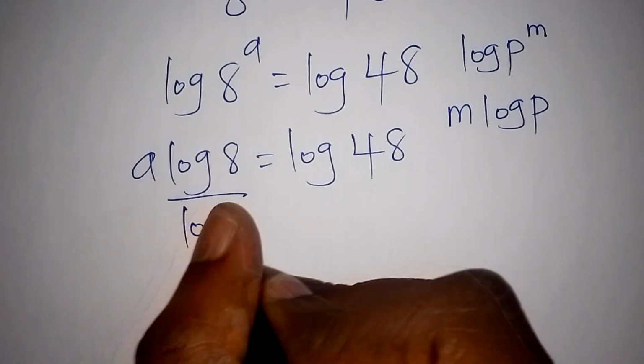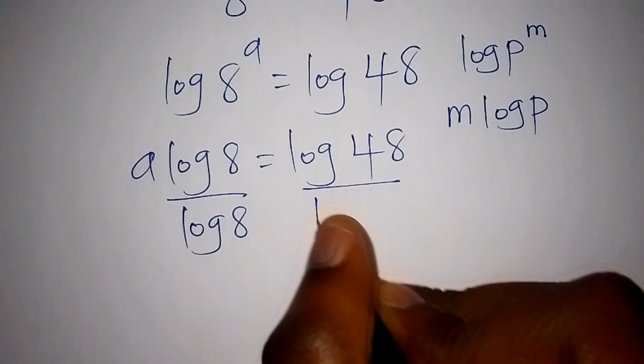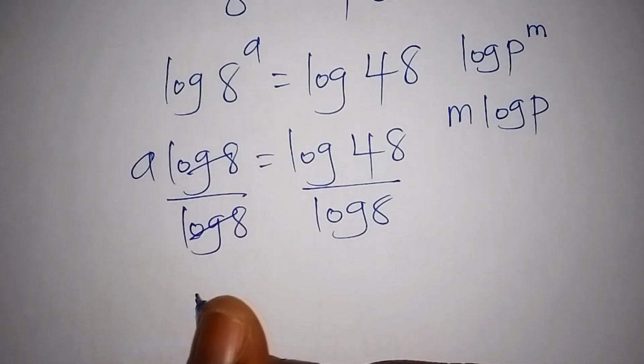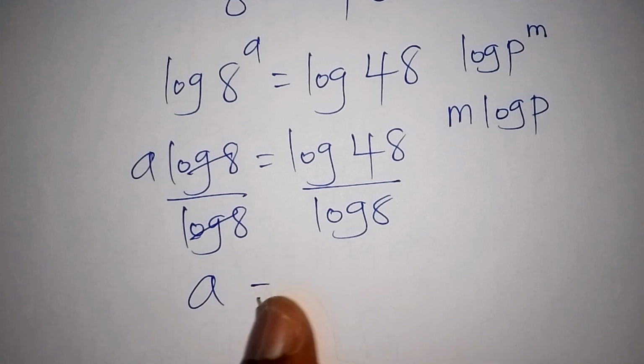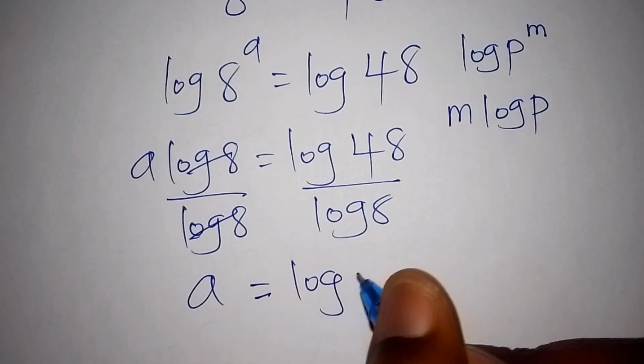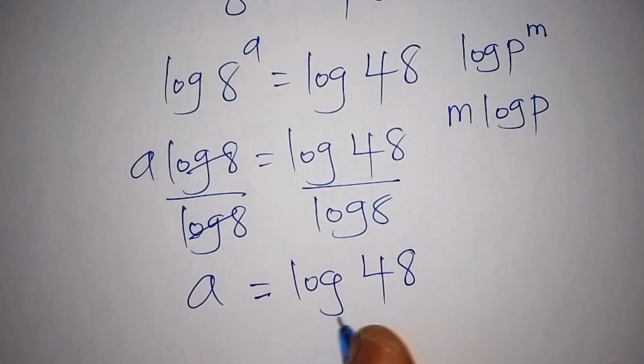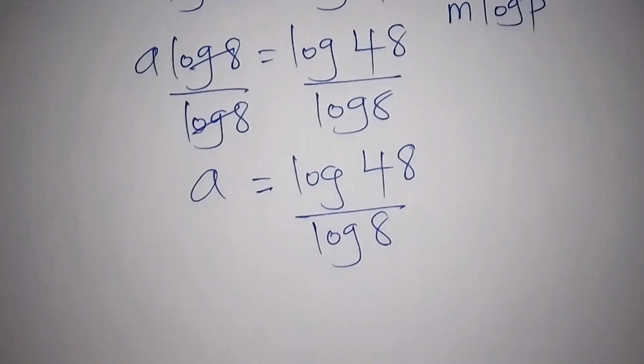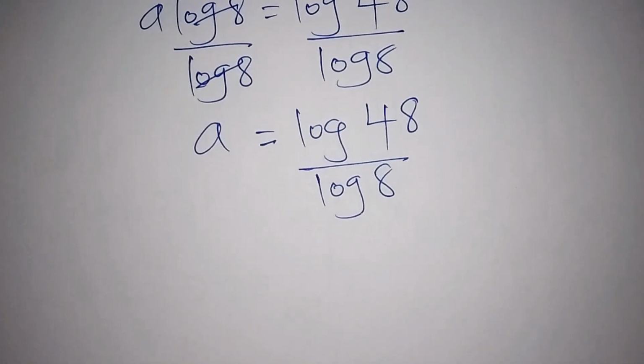Here we divide by the log of 8, so here we shall also have the log of 8. The log of 8 and the log of 8 shall cancel. So now we shall have A equal to the log of 48 all over the log of 8. We can now do what is called simplification.